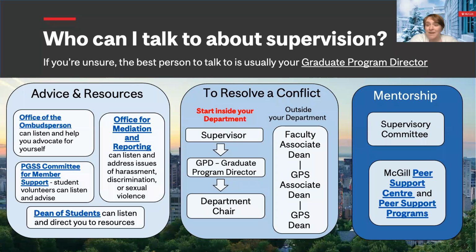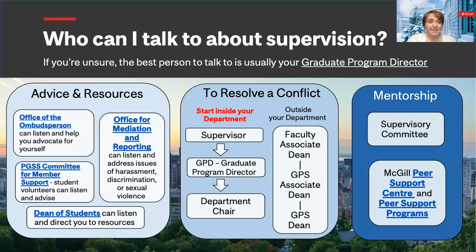All right, so I have this broken down more or less into 3 buckets, depending on the kind of help you're looking for. So first bucket is advice and resources. So there are lots and lots of offices at McGill who are here to help you. These offices are all staffed by people like me and like Chris, who work with graduate students all the time and are really keen to make sure that you have what you need to have a great time here. The first place that many people go when they want to talk about supervision, whether there's something they just have a question about or something that's happening that they're not sure what to think about, a lot of people go to the ombudsperson.